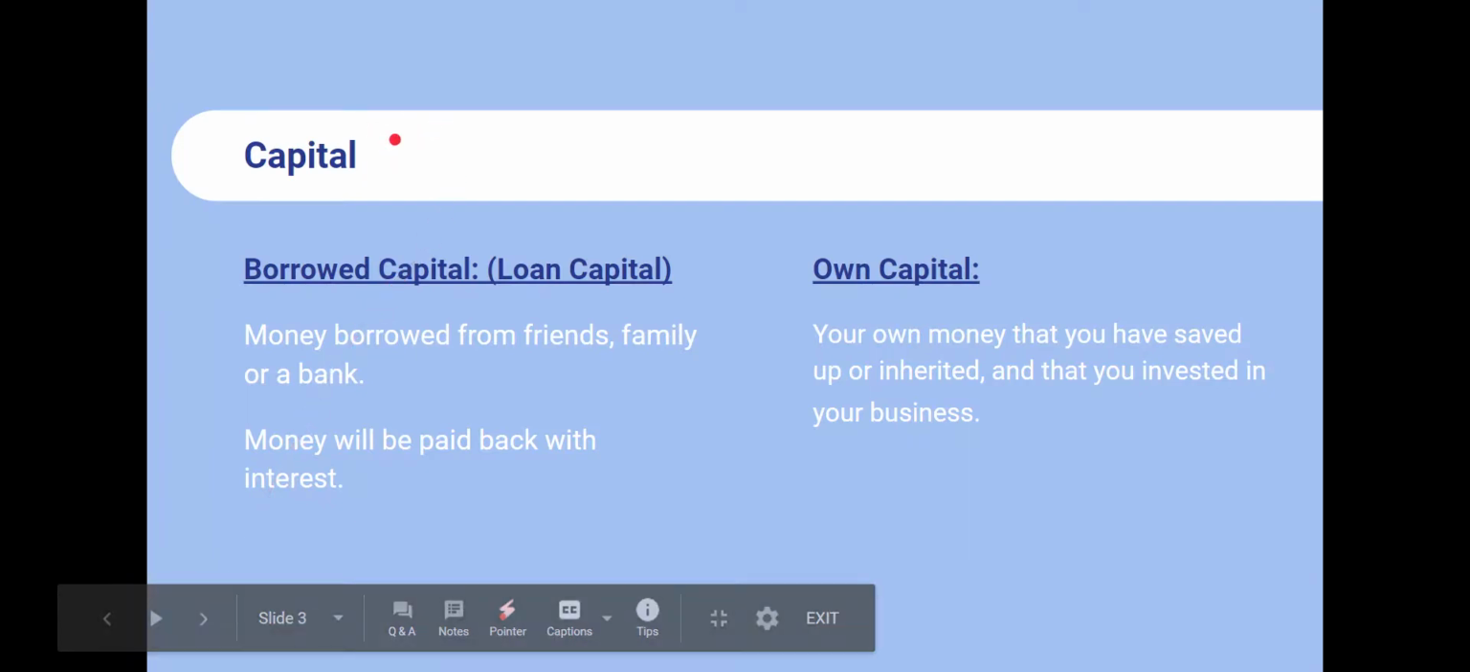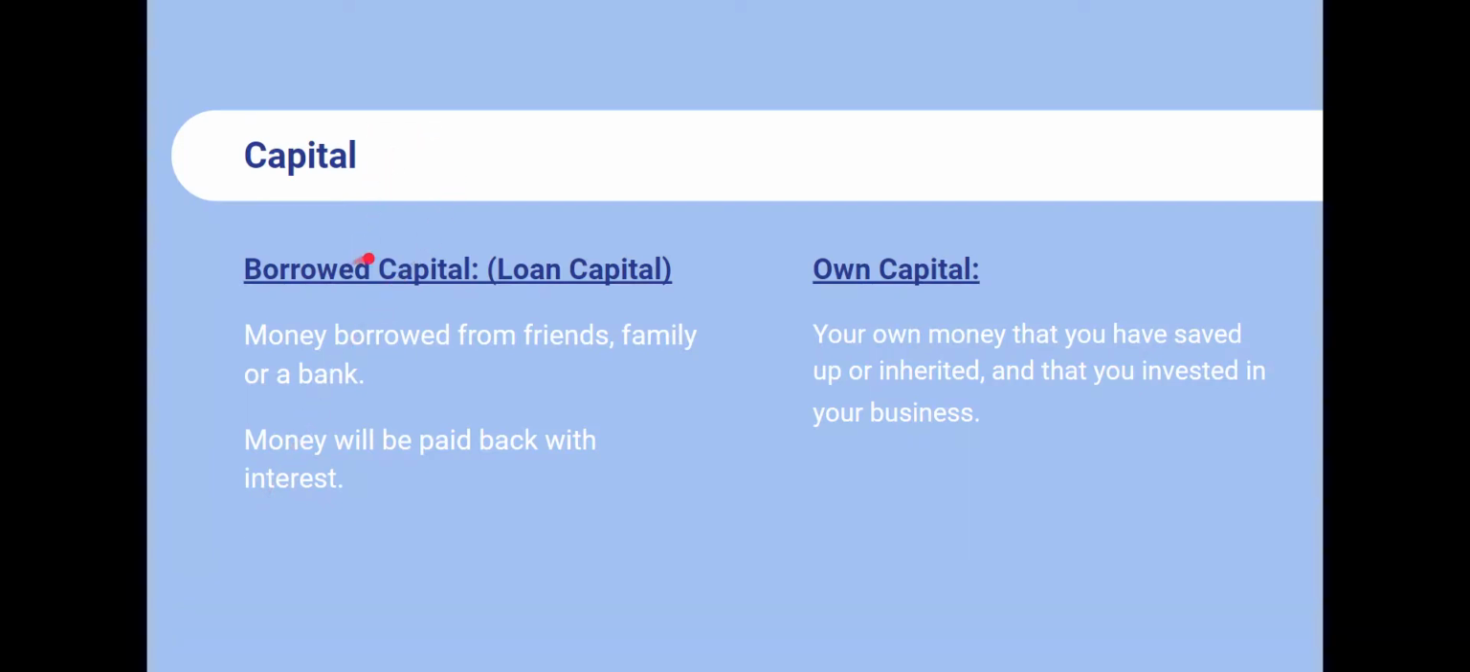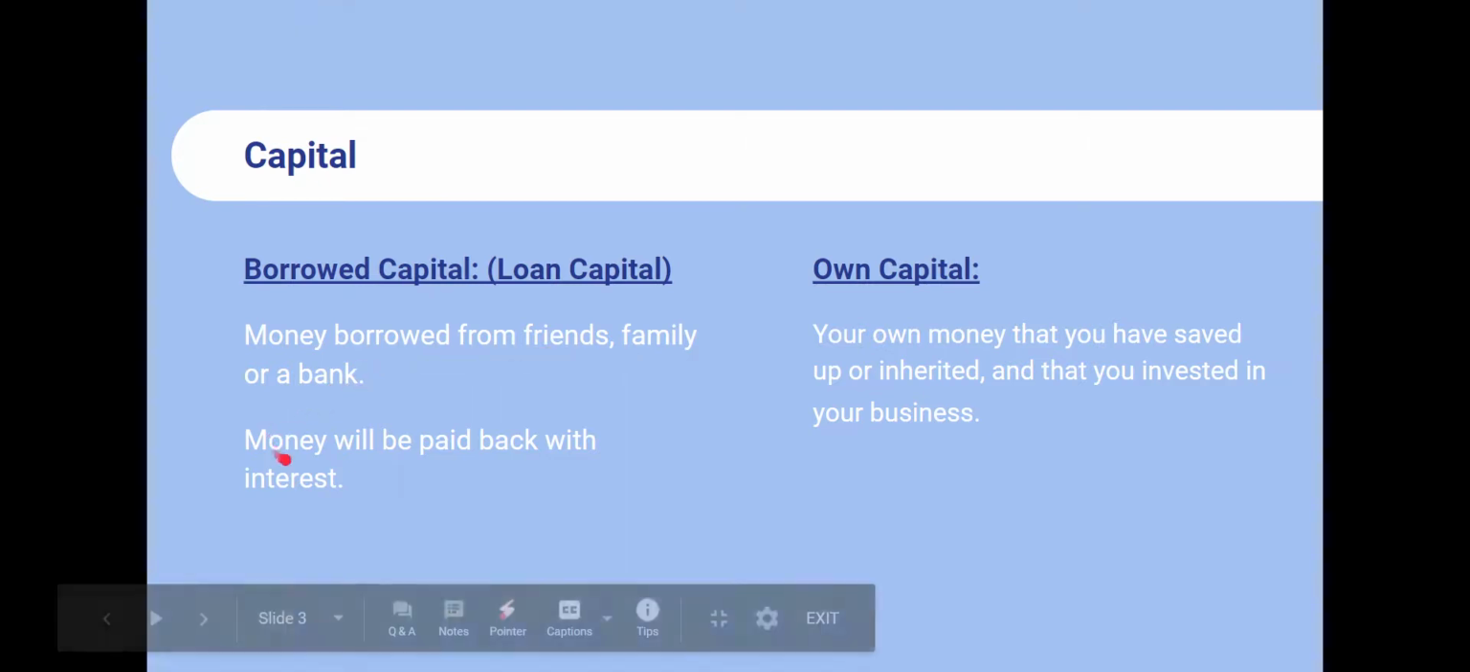Capital. So we get different types of capital. There's borrowed capital or loan capital, and then your own capital. So borrowed capital is money that you've either borrowed from friends, family, or a bank. That money generally will be paid back with interest. So that's where the word loan comes in, especially if you borrow money from the bank.